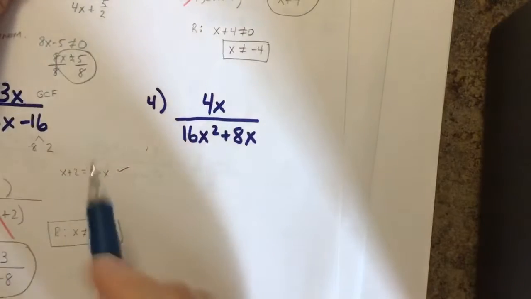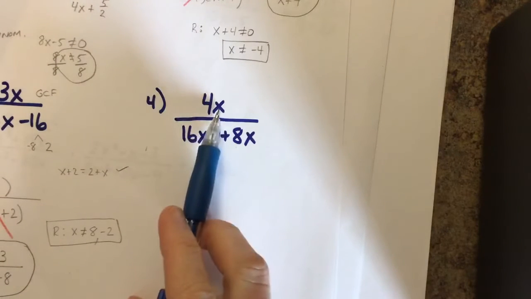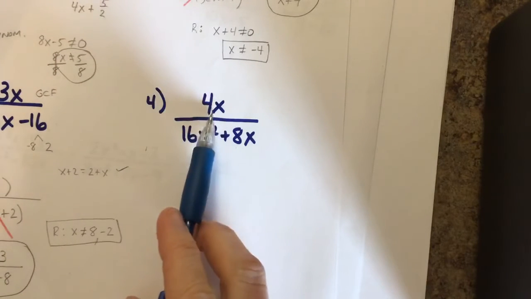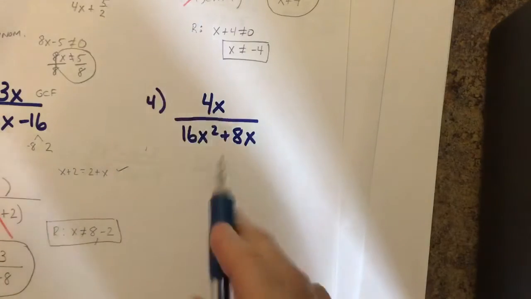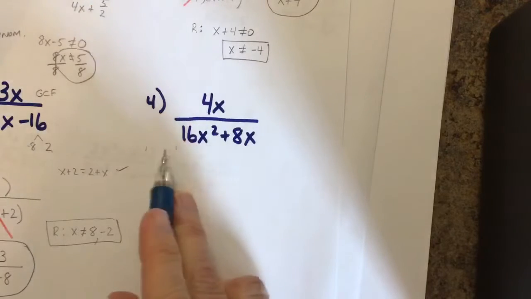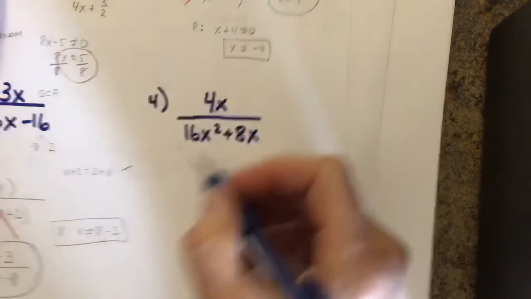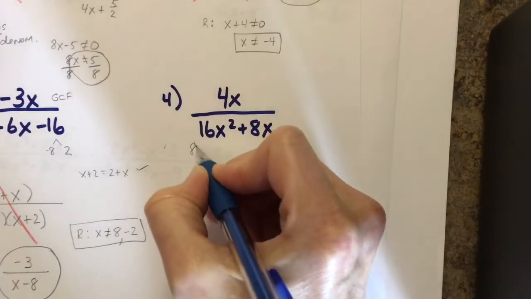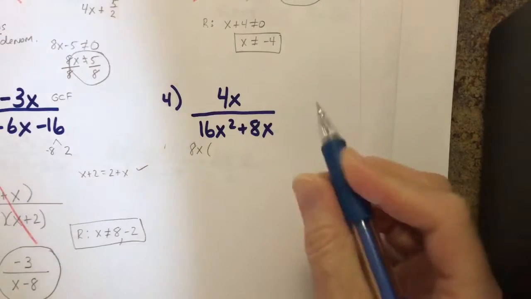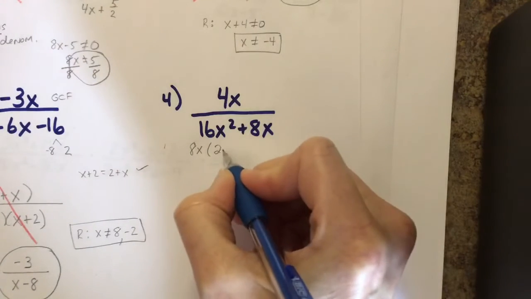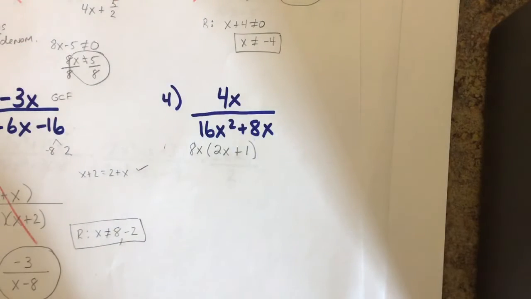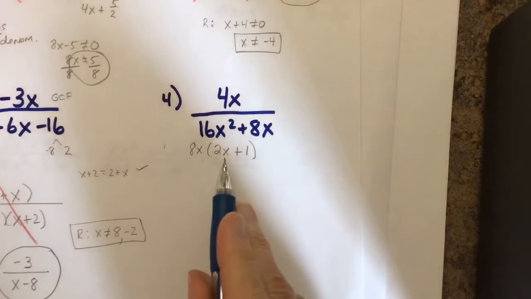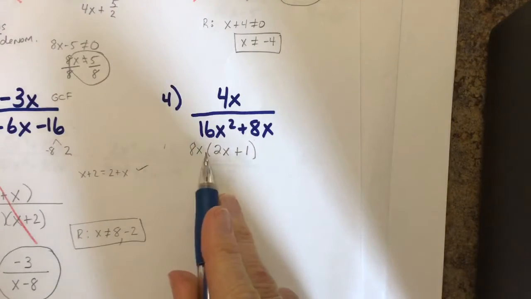Number 4. The numerator is just 4x. If there's no plus, no minus, there's no factoring. I cannot factor the top. Now, how about the denominator? What is the GCF in the denominator? It is 8x. Then I'm left with 16 divided by 8, 2x plus 1.